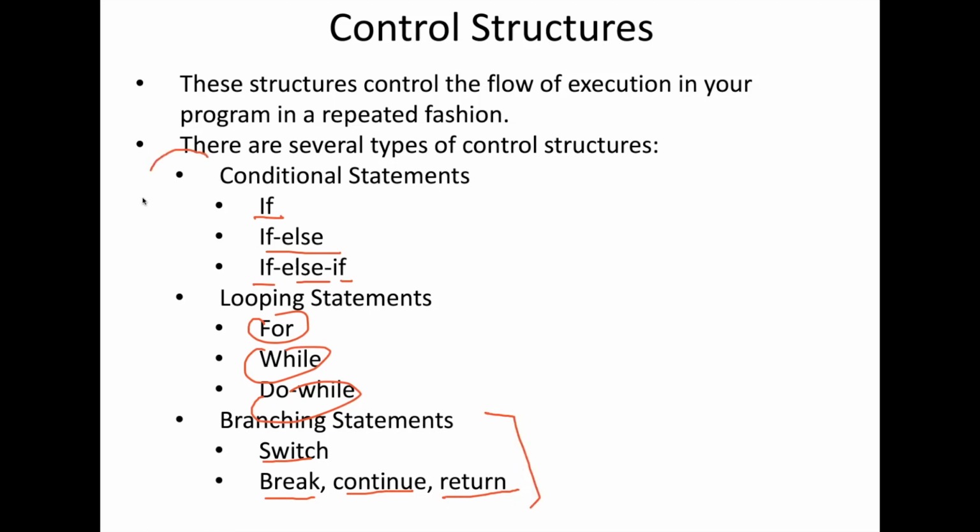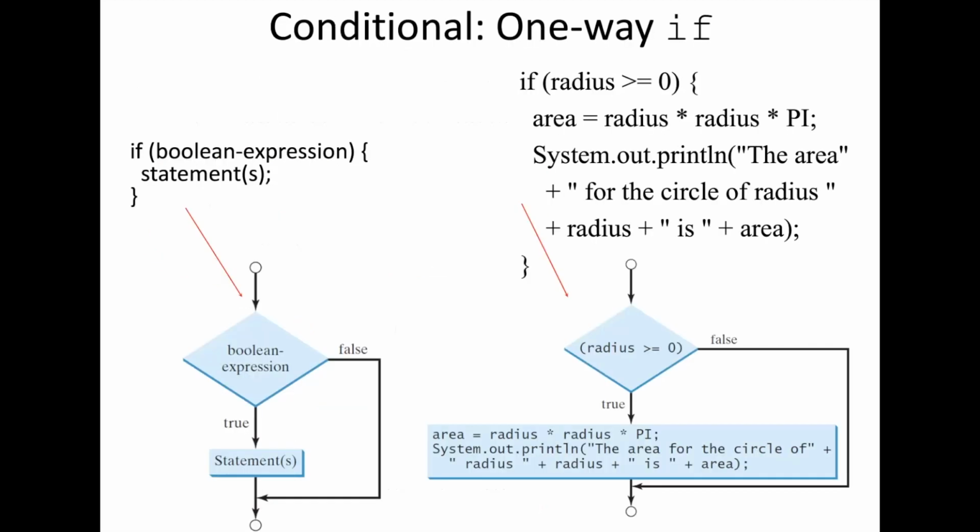In this video, we'll focus on conditional statements. Let's take a look at some examples and how the syntax works. The conditional construct looks like this. Basically, you have an if and a pair of parentheses with a Boolean expression. Remember, a Boolean expression yields either true or false. If true, the set of statements is executed. If not, these statements will not be executed.